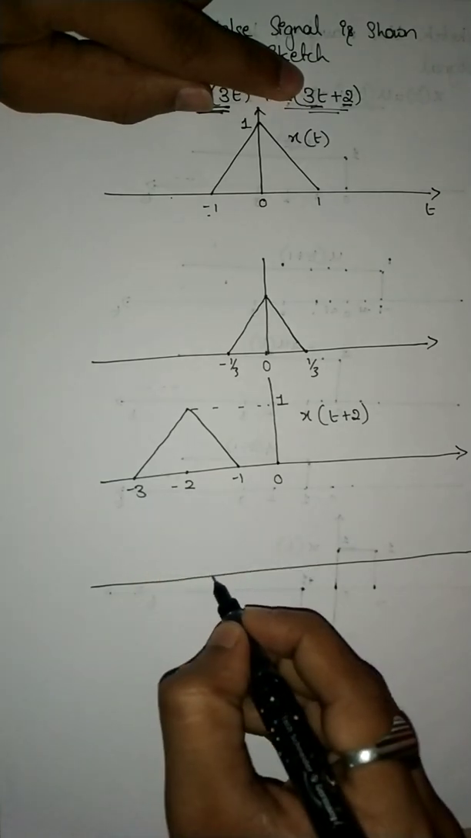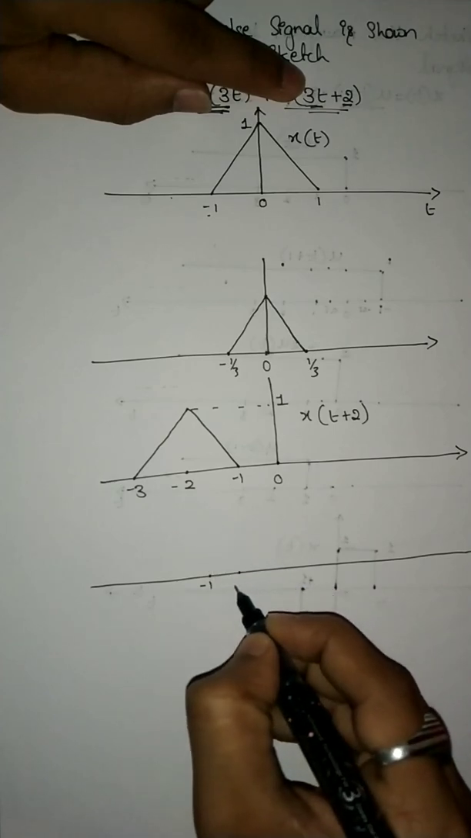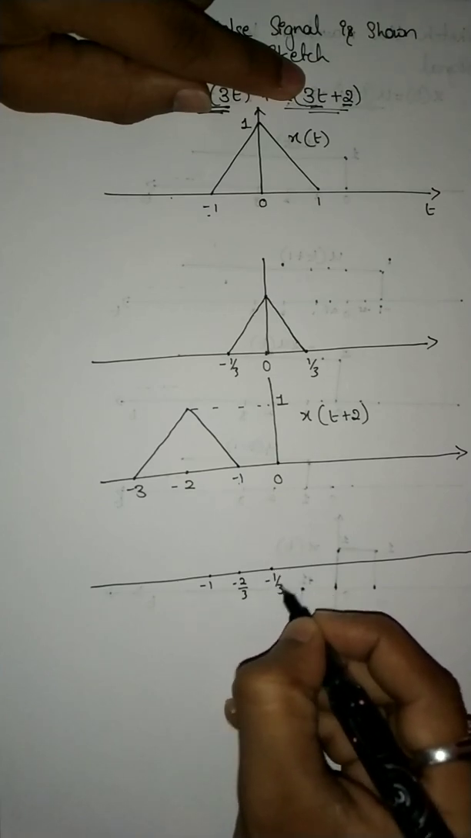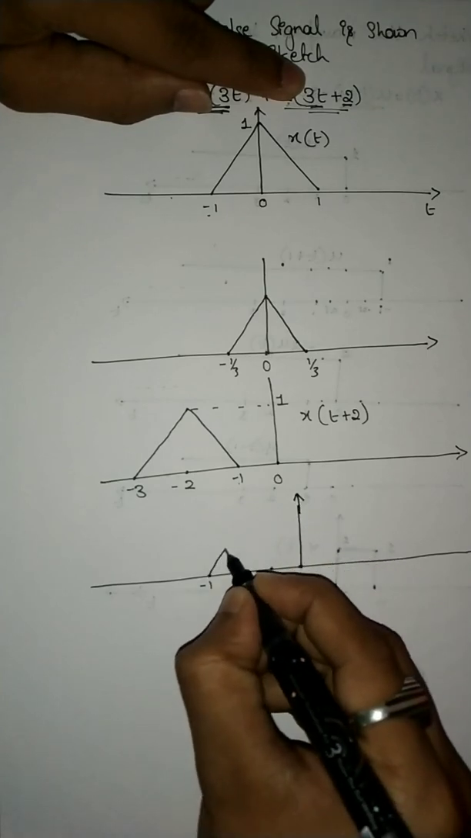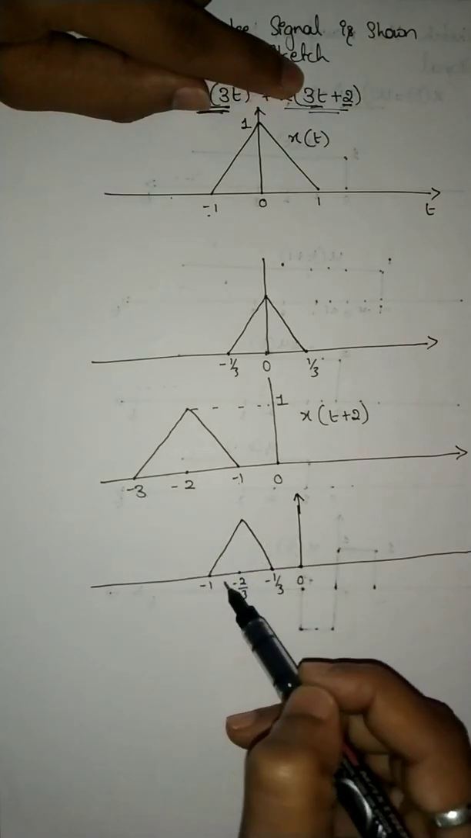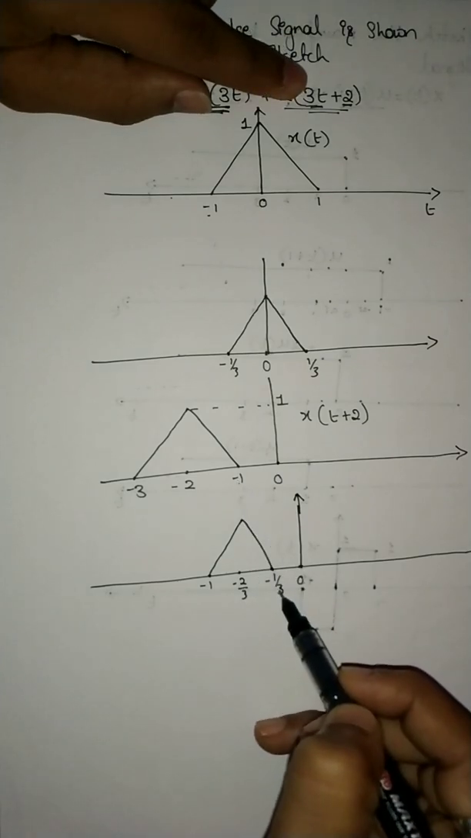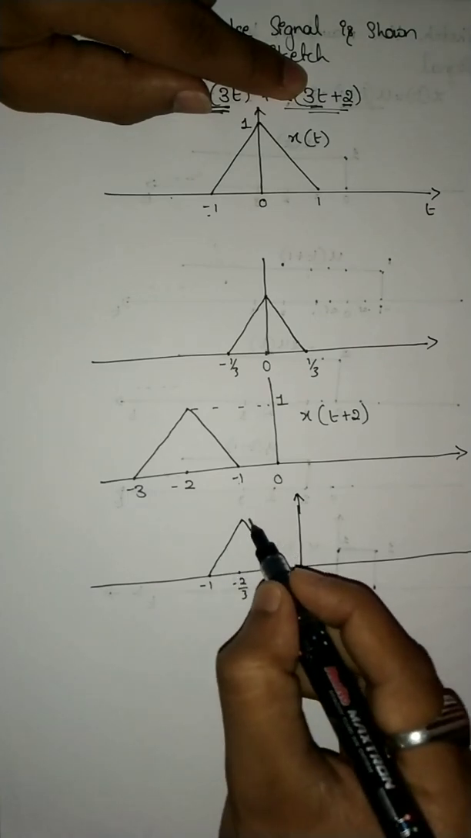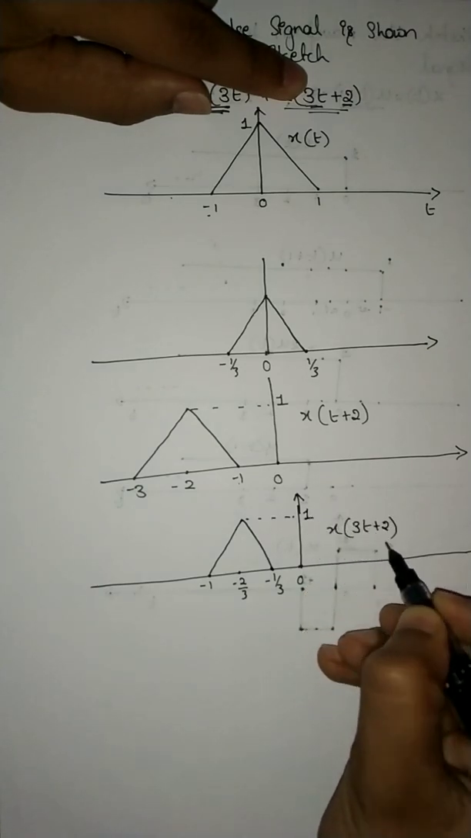Minus 3 by 3 is minus 1. Minus 2 by 3 is minus 2 by 3. Minus 1 by 3 is minus 1 by 3. The signal is compressed. The same signal is drawn for these time scales, and the amplitude remains the same. This is x of 3t plus 2.